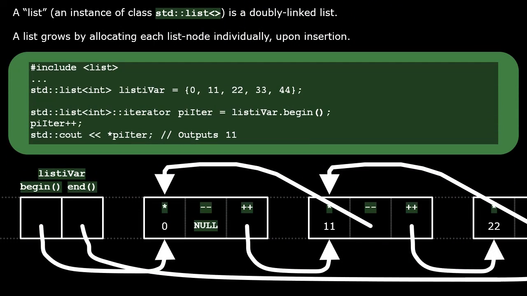A list is a collection class implemented by STL as a doubly linked list data structure. A list grows by allocating each linked list node individually upon insertion. That makes a list particularly efficient for inserting or removing items anywhere in the list.